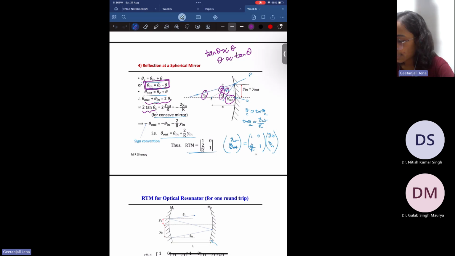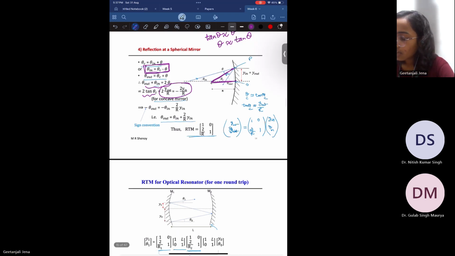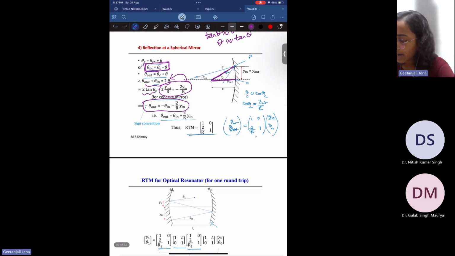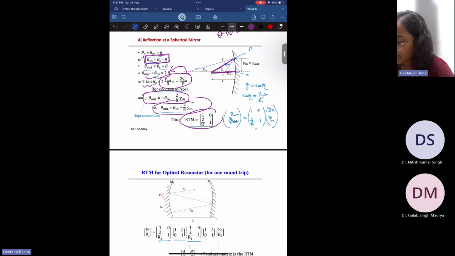So tan theta C, if you take this triangle, is nothing but y out divided by R, or minus 2 y in by R. We have taken minus because this is the concave mirror, so R is negative. If you put it in the equation, that is the relation we will get. And if you rearrange it, you will get the final ray transfer matrix for a reflection at a spherical mirror: 1, 0, 2 by R, 1. So this is the ray transfer matrix for the reflection at the spherical mirror.